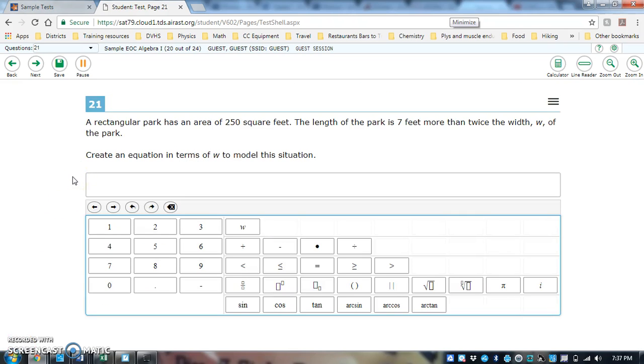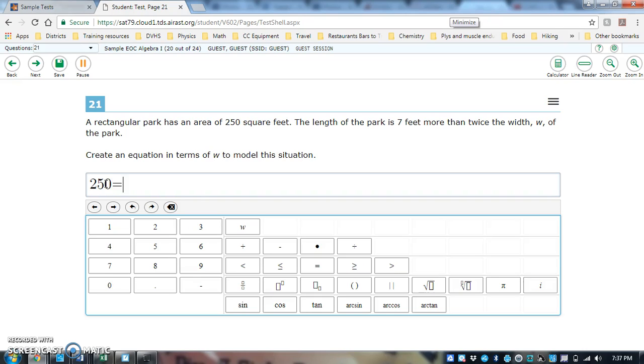Our rectangular park has an area of 250 square feet. The length of the park is 7 feet more than twice the width, W, of the park. Write an equation in terms of W to model this situation. So, a couple ways to do this is the area is 250 feet, so we know that.